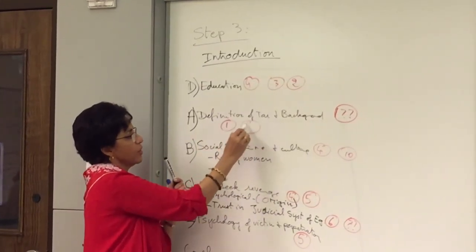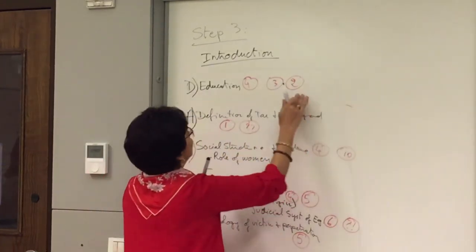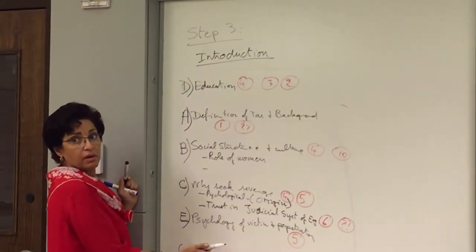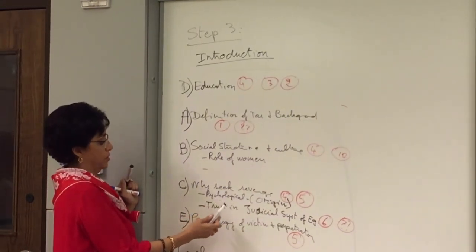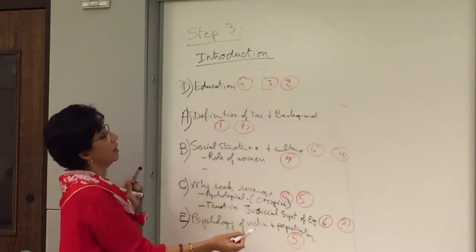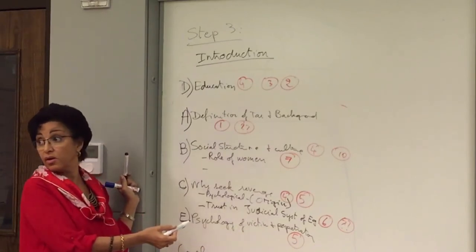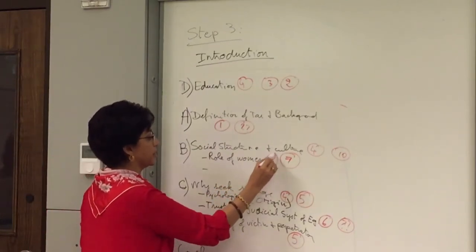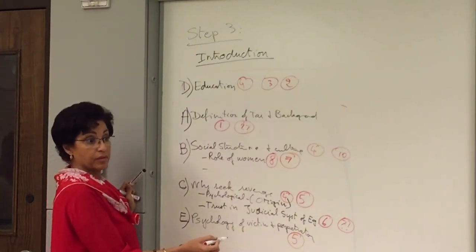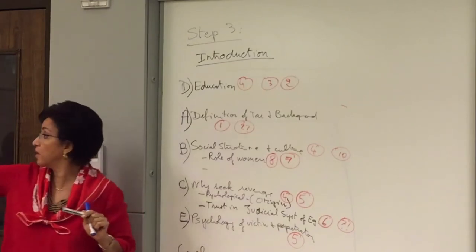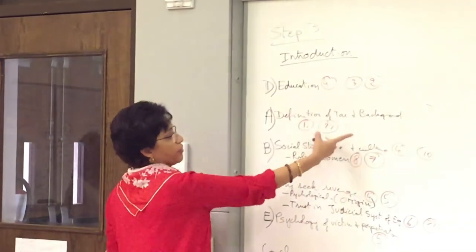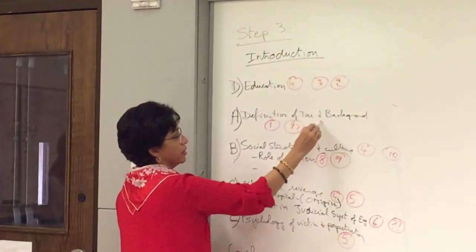And the question mark? And what else? 2, 3, 4, 5, 6. Where is 7? Social structure, 7. Okay. 8. 8 is what? Role of women. Role of women, 8. Okay. 9. Where is 9? Where is 9 on the big thing here? Concept of revenge, 9. Concept of revenge here. Yeah? 9. Okay, and 10.